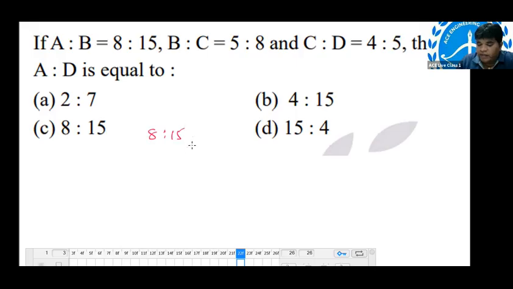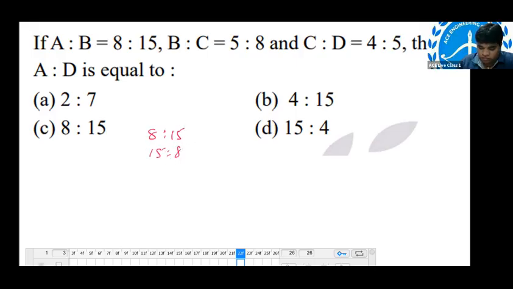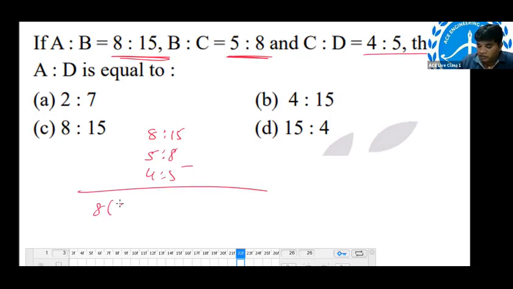8:15. 15 into 8 into 5. Yes, sir. 8:15. 5 into 8. 4:5. Then the answer is 8 into 5 into 4, and 15 into 8 into 5. So 8 and 8 cancel, 5 and 5 cancel. Then the answer is 4:15.